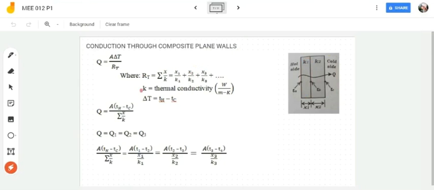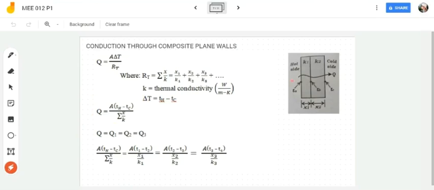Where your K is your thermal conductivity, X is your thickness, and your delta T is your T hot minus T cold. This is the T hot, this is the T cold, if you are considering two walls. So from this, you will have your Q is equal to your area times T hot minus T cold over the summation of your X over K. And this is the working formula for conduction through a composite wall.